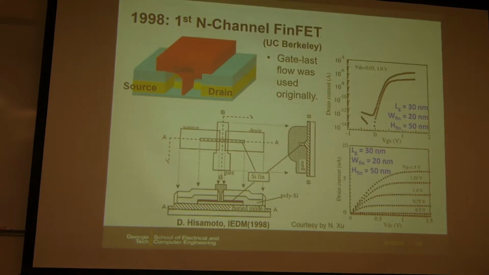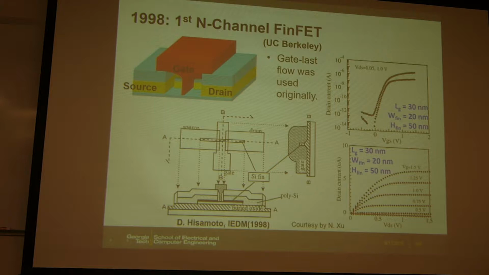So this concept of FinFET was first invented by Professor Chenming Hu's team at UC Berkeley in the 1990s. And this is the first demonstration of the FinFET in 1998. This is an N-channel MOS device. And this was fabricated in Berkeley's university clean room. And this paper was reported in the IEDM, which is the top device conference in this community.